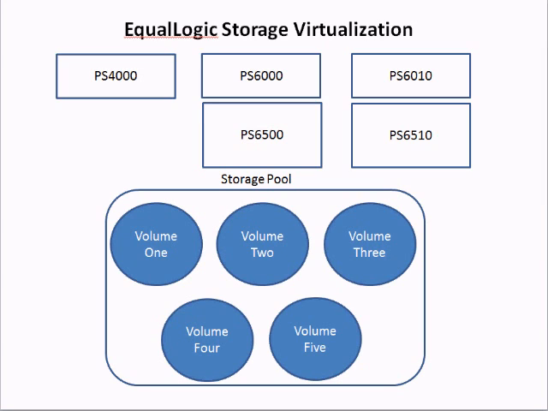Just like when you add a physical server to the resource pool, you add additional processors, memory, etc. When you add a physical EqualLogic array or member to the storage pool, you are adding controllers, cache, throughput, and disks. Adding and/or removing EqualLogic arrays to the storage pool is done in the background without any interruption or downtime to your physical servers or virtual servers and virtual desktops.